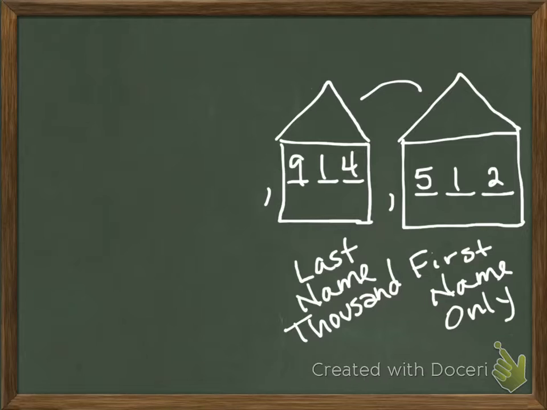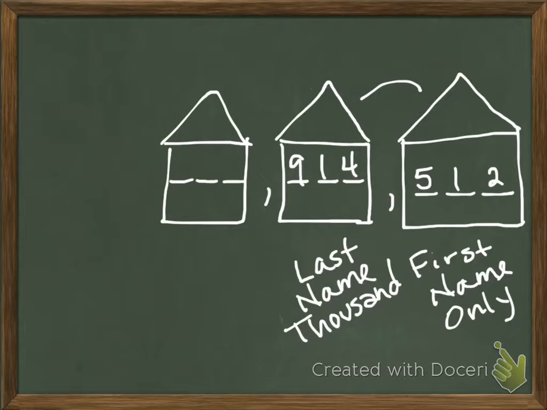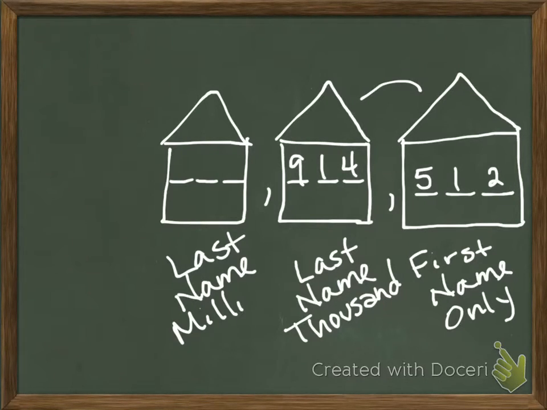All right, let's go to the neighbor's house. So in this house right here, this would be same thing, 3 digits. All houses have 3 digits. But their last name is Million. So whoever lives in this house right here, last name is Million. So if I put a number right here, let's say I put a 3. So to read it, 3, last name, Million. Then move to the next house, 914, last name, Thousand. And then the last house, 512, first name only.